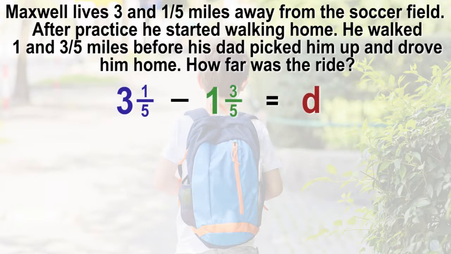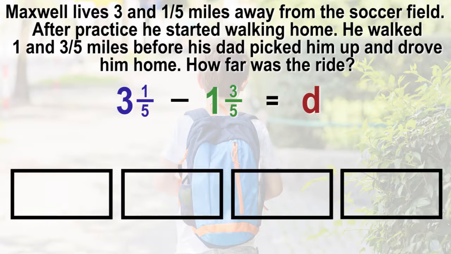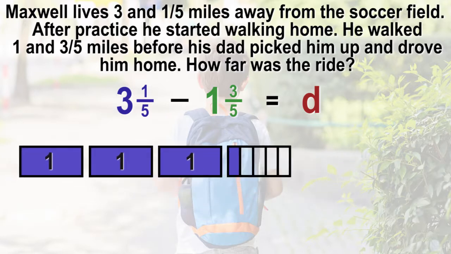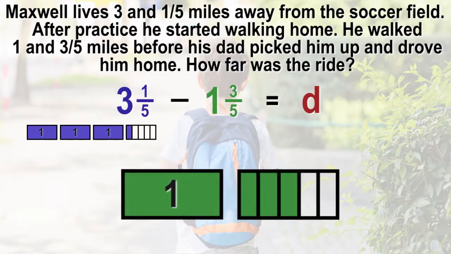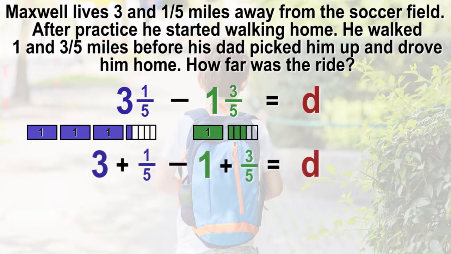Let's model this equation using rectangles. Draw 4 long rectangles. Shade in 3 rectangles for the 3 wholes. Divide the last rectangle into fifths and shade in 1 piece for the 1/5 fractional piece we started with. Decompose the minuend and subtrahend into wholes and fractional pieces. The equation will now read 3 plus 1/5 minus 1 plus 3/5 equals d.